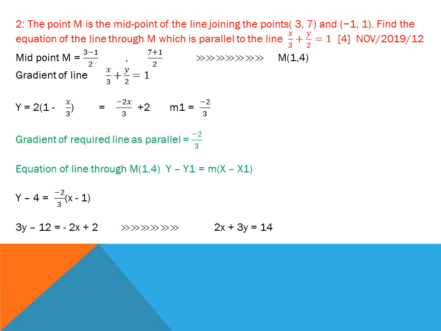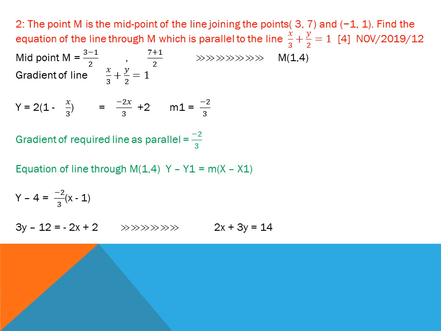First I take x over 3 on the right hand side, then I multiply 2 to both terms, x over 3 and 1. It will become y is equal to minus 2x over 3 plus 2 here. So m1 is equal to minus 2 by 3.